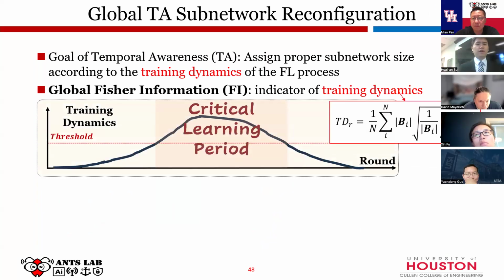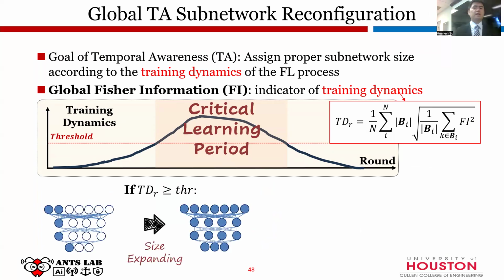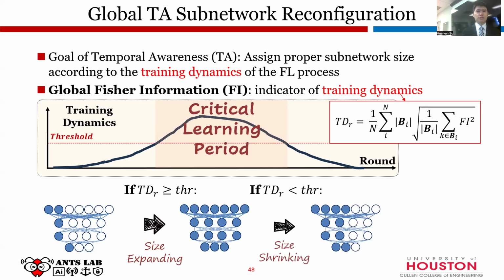So let's say we have a curve right here. This is showing the different training dynamics at different rounds. This training dynamics follows this formulation right here. Basically, you can see it is the square root mean of the Fisher information. So basically, it is really proportional to the Fisher information as well. So here, if the training dynamics is higher than the specific threshold, then it is going to be a critical learning period. As you can see here, if TDR exceeds the threshold, then we will do the size expansion. On the other hand, if it's lower than it, then we would do the size shrinkage.